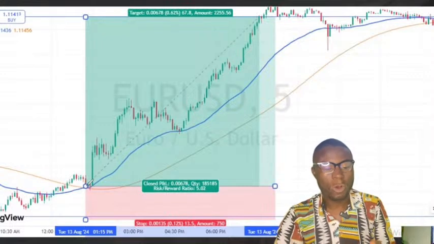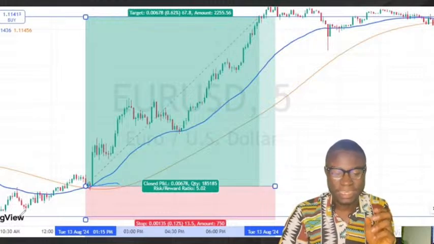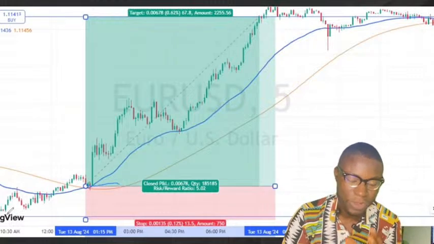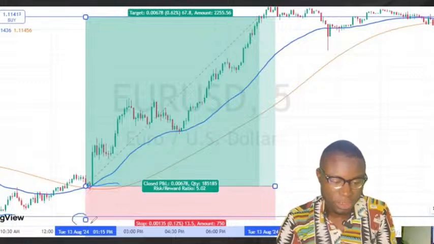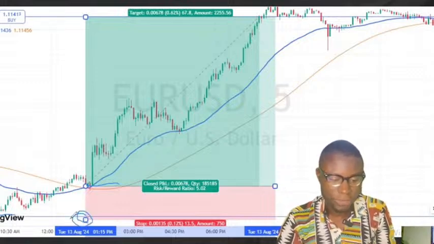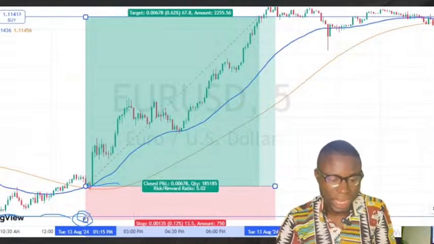When you take your trade here, look behind you at the left, you see the low here. That's where you place your stop loss. Okay, so this is my stop loss. This is the low here. So I placed my stop loss right there, and I went for a 1:5 risk reward ratio.